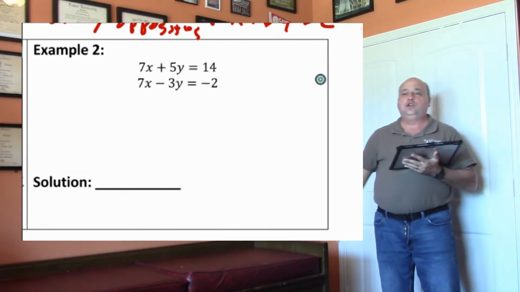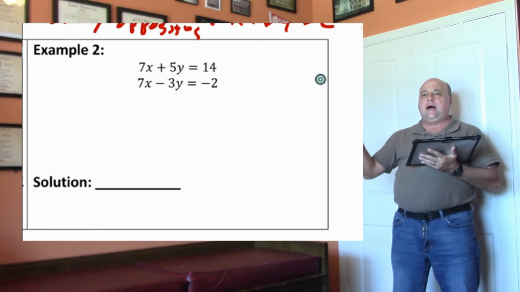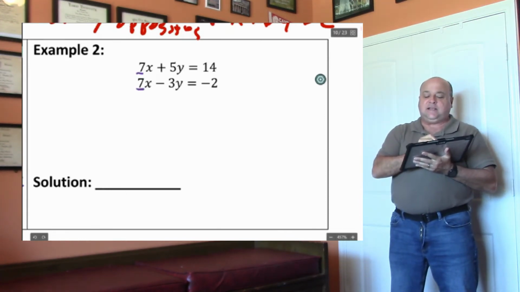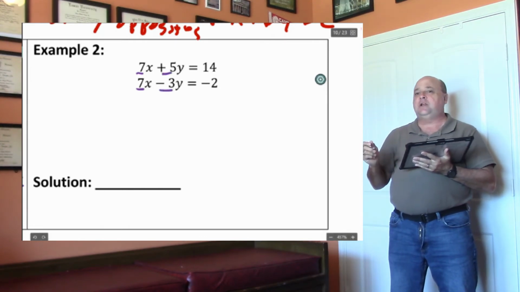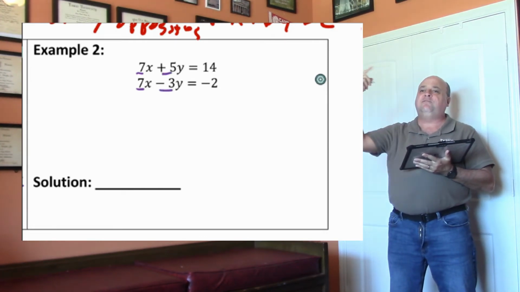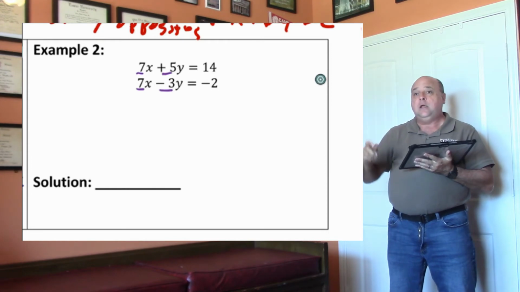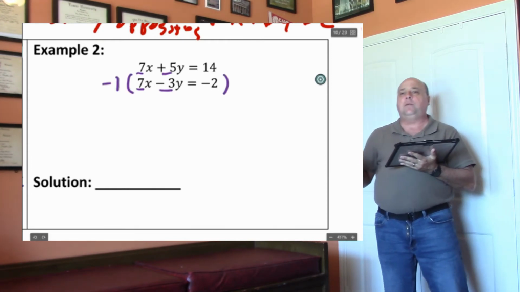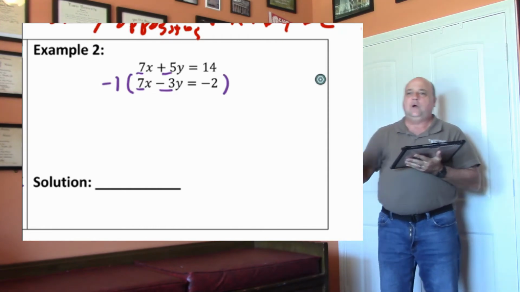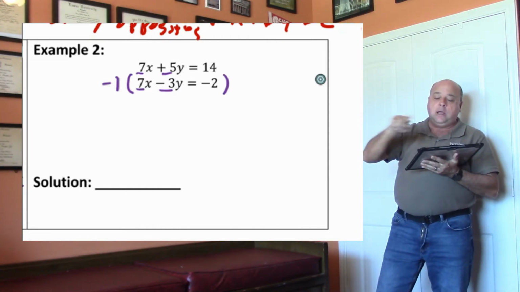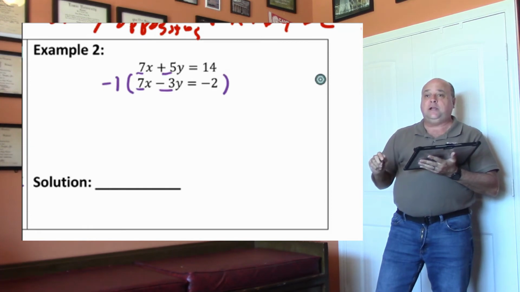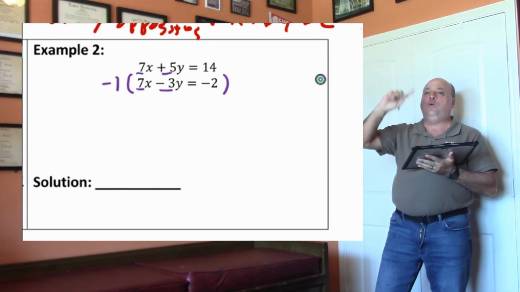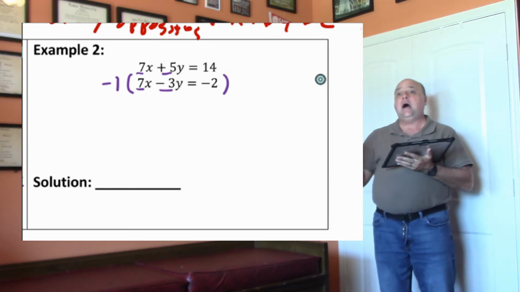Let's do example 2. Look at your x's and y's. The x's are the same, but they're not opposites, are they? The y's have opposite signs, but the numbers don't work. So we're going to flip the signs of one of them. Basically, you're going to subtract the bottom one by multiplying by -1. So I'm not going to touch the top one, but I'm going to multiply the bottom equation by -1, and that will make my x's become opposite.